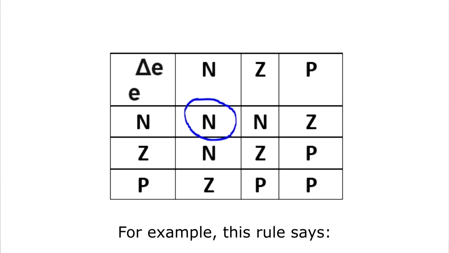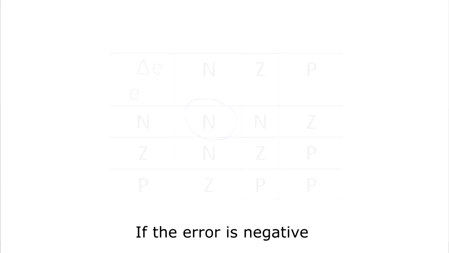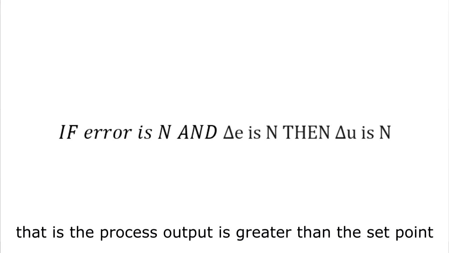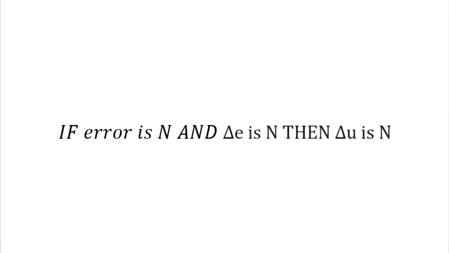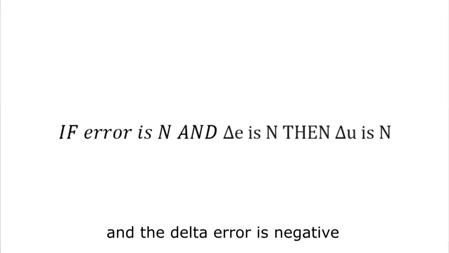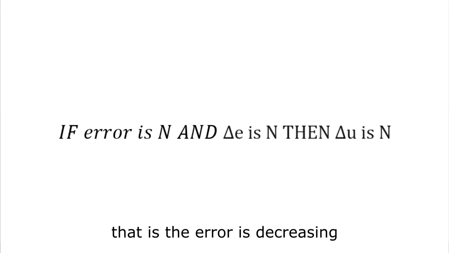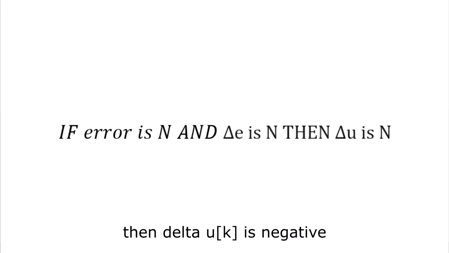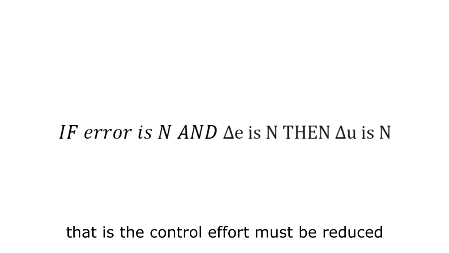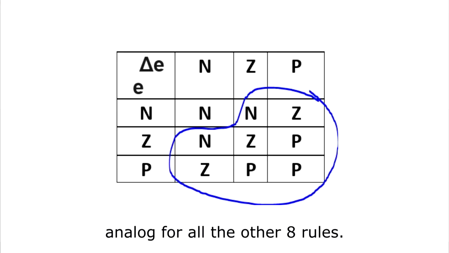For example, this rule says if the error is negative, that is, the process output is greater than the set point, and the delta error is negative, that is, the error is decreasing, then delta Uk is negative, that is, the control effort must be reduced. The same goes analogously for the other 8 rules.